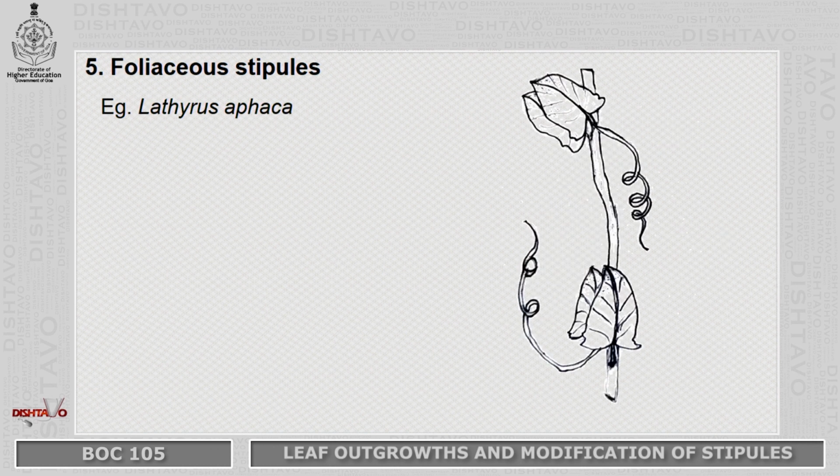Then you have the foliaceous stipules. Foliaceous, leaf-like. So, the stipules that you are seeing here have become leaf-like, and those tendrils that you are seeing here are actually the leaves of the plant. So, what is the function of the foliaceous stipules? The foliaceous stipules, as they have become leaf-like, obviously help in the photosynthetic activity of the plant.